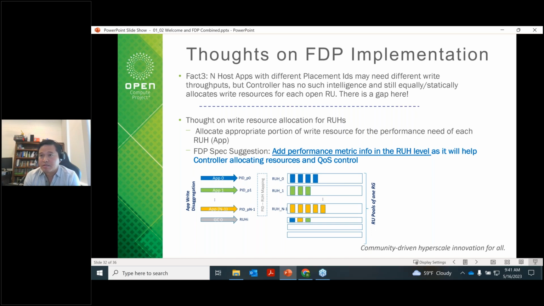So ideally, on the controller side, we should allocate an appropriate portion of write resources to meet the performance needs of each application. But on the controller side, so far FTP has no such information. So we suggest you may consider adding some performance metric information at the IO level, as it can help the controller to allocate resources or do QoS control. This is our idea on the implementation side.